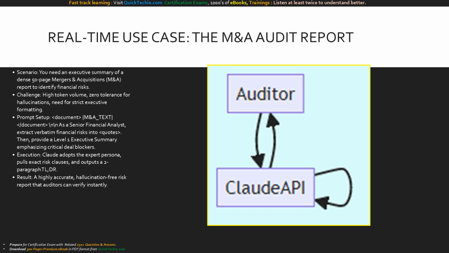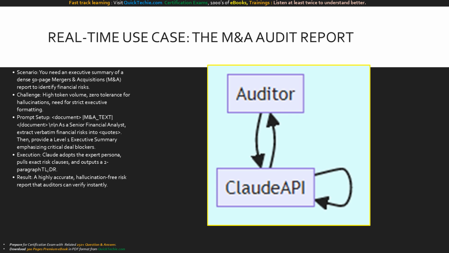We wrap the M&A text in document tags at the top. At the bottom, we assign the persona of a senior financial analyst. We apply factual grounding, instructing Claude to extract verbatim financial risks into quotes. Then, we ask for a level 1 executive summary focused solely on deal blockers. The execution is flawless. Claude anchors to the exact legal clauses, ignores the irrelevant fluff, and delivers a bulletproof 2-paragraph TLDR that auditors can instantly trust.